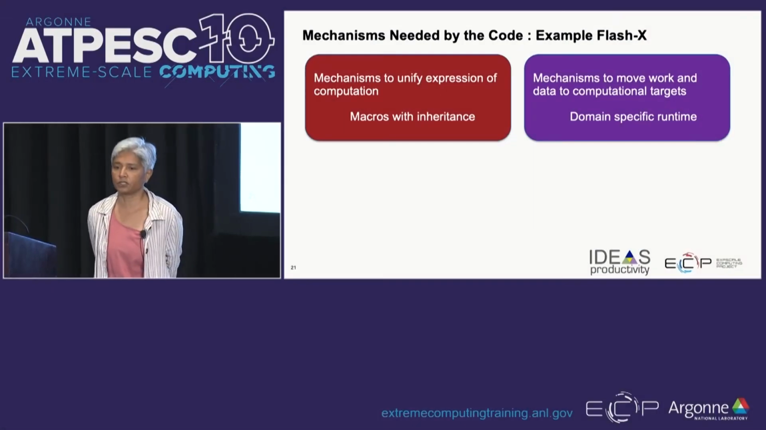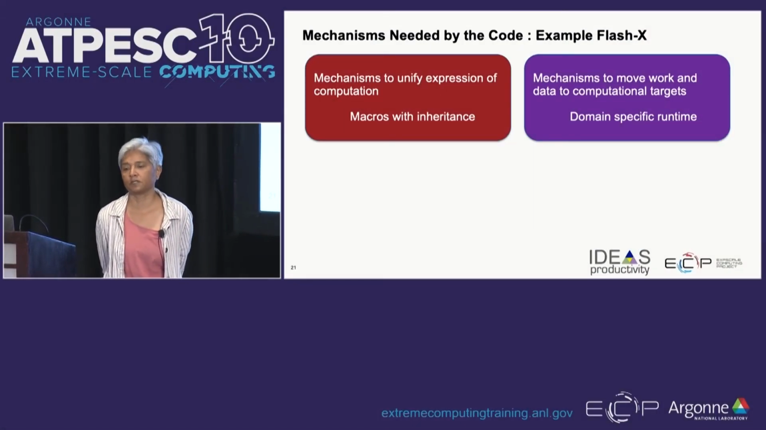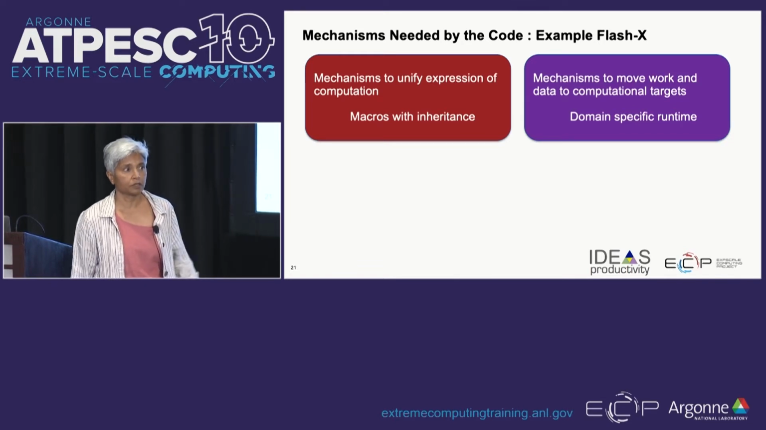So, our mechanism to unify the expression of computation is we use macros, because that's an easy way to avoid code duplication, but macros by themselves do not suffice. So, what we have done is we have provided macros with their own inheritance mechanism, so that you can have multiple alternative definitions of the same macro name, and that lets you specialize in a way very similar to the templates, right. Then there is the mechanism to move work and data to computational targets, and what we have done is we have developed a domain specific runtime. This is our most complex tool. The author is sitting right over there.